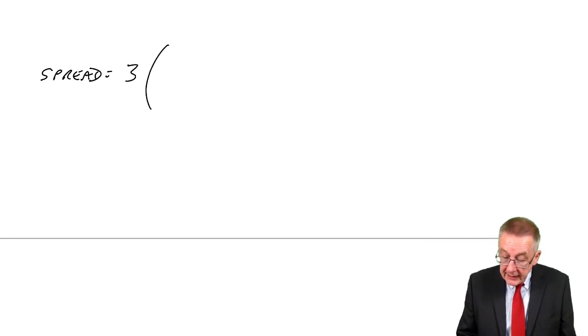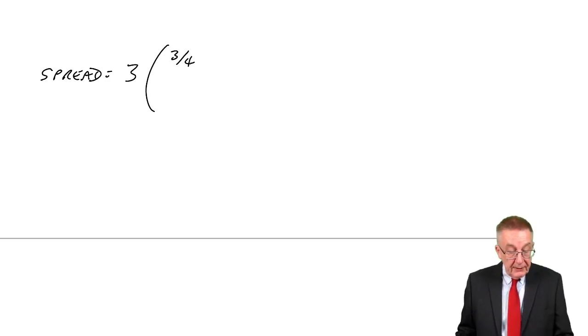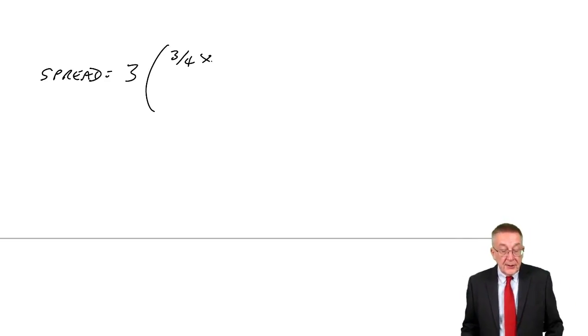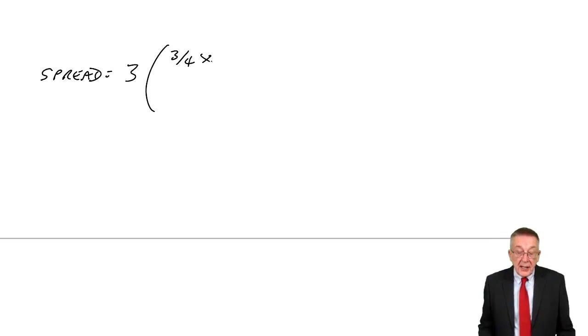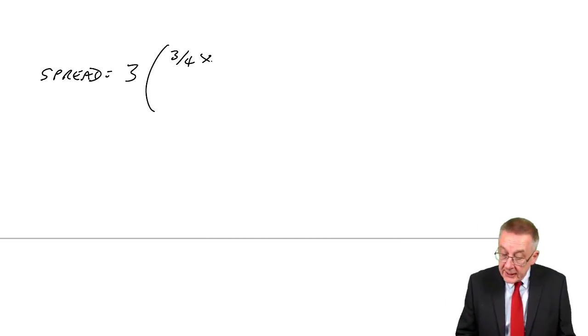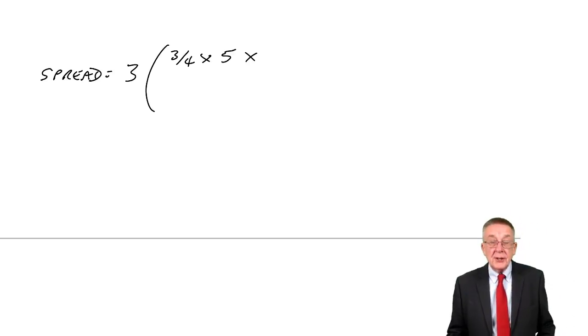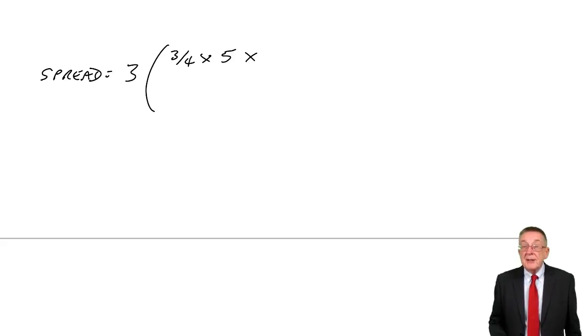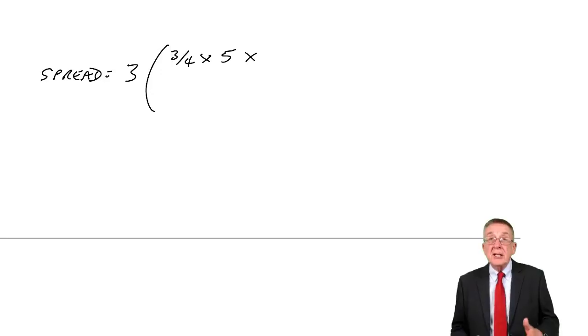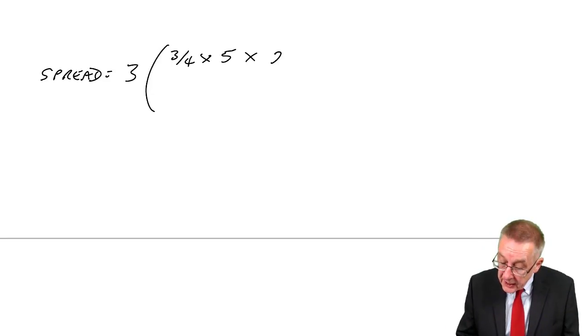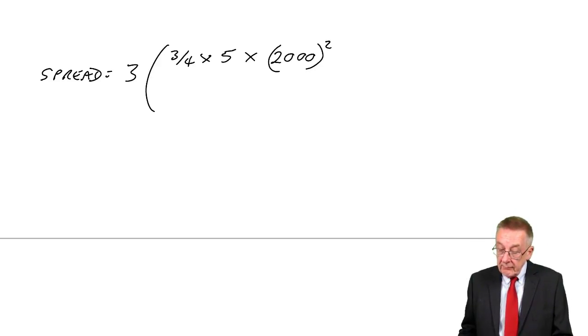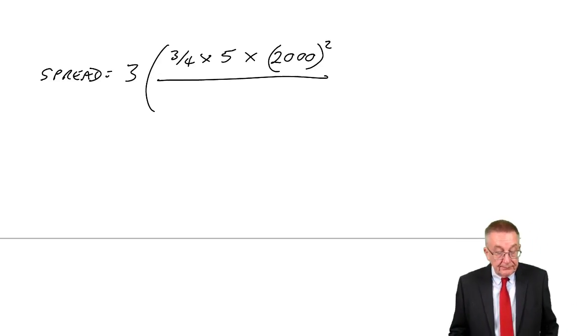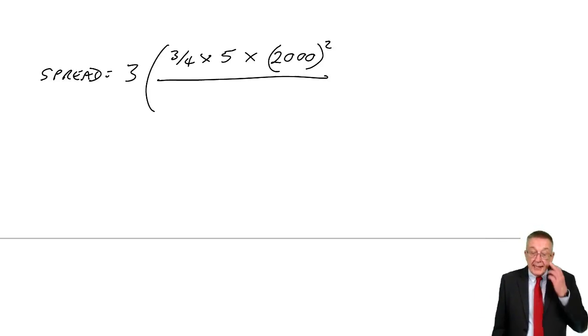The spread is 3 times 3/4 times the transaction cost. As I said a few minutes ago in example 3, it's $5 per transaction times the variance of the cash flows. And again, as I said a minute ago, the variance is the standard deviation squared. So times 2,000 squared divided by the interest rate per day.